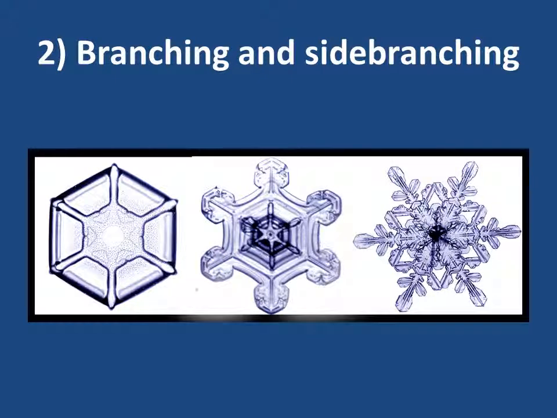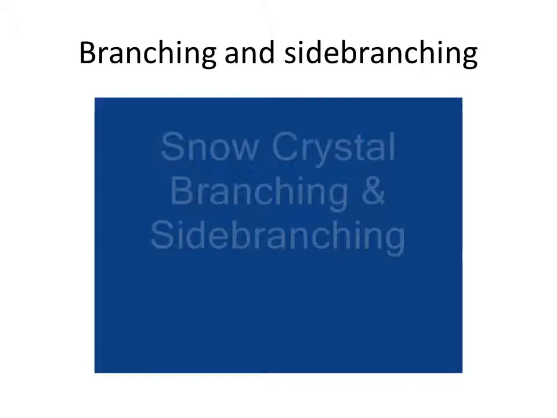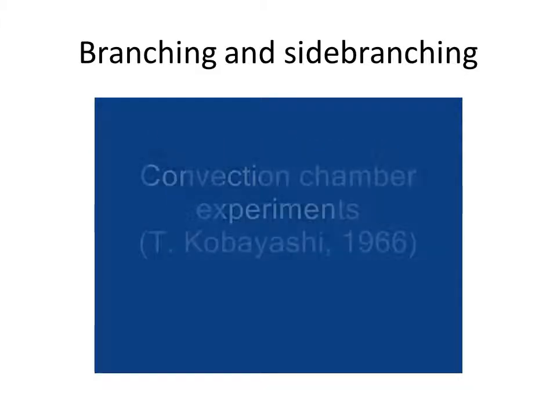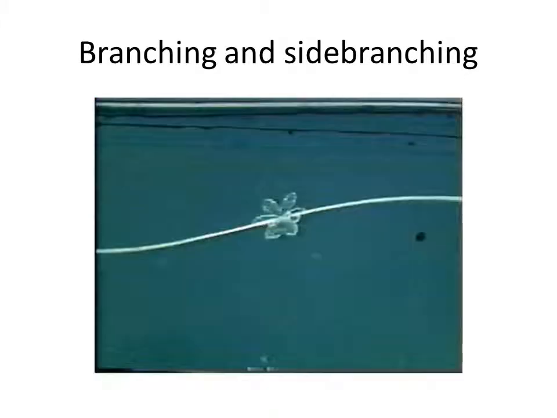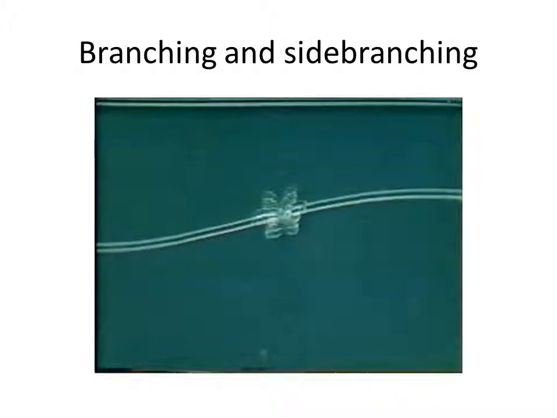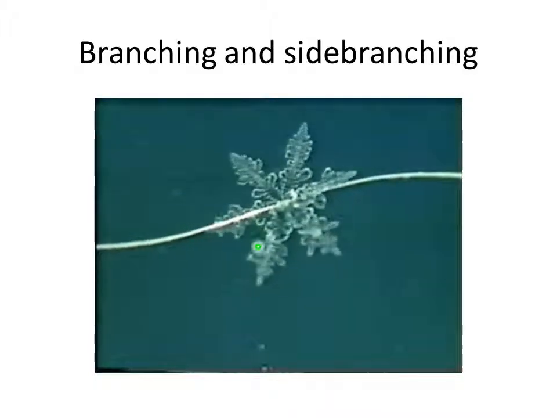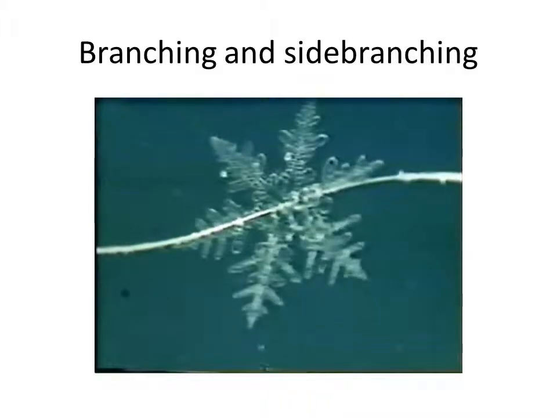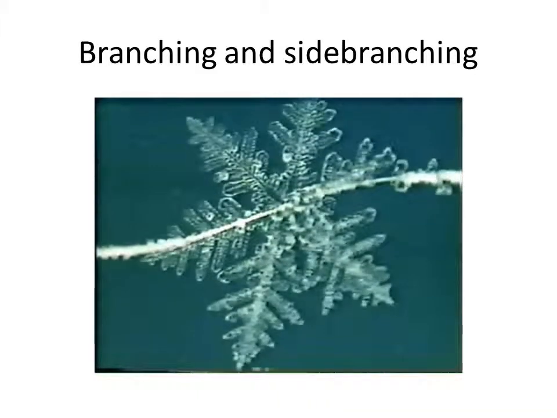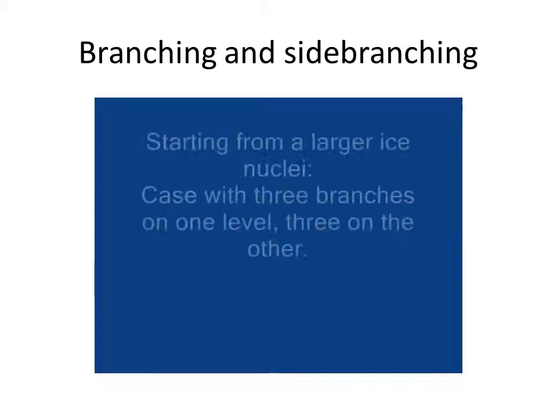Onto branching and side branching. Here's a film of dendrites growing on a fiber. The branches on this first one have already sprouted, but you can see them grow. And you can see the side branches taking off. We noticed them a little ways back from the tip.